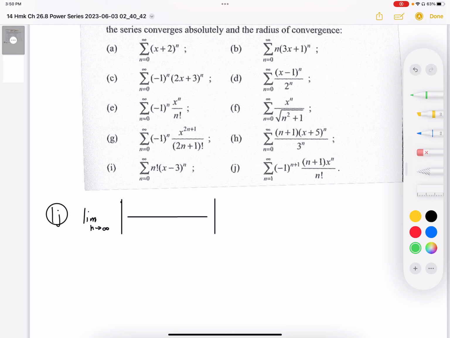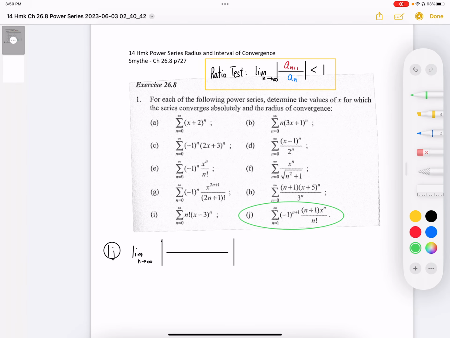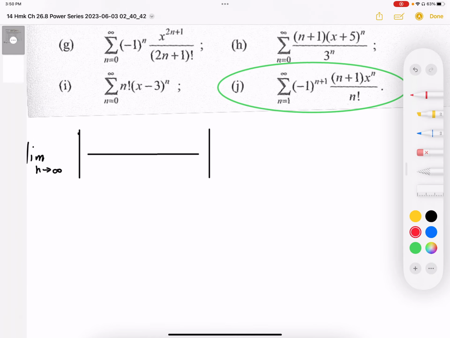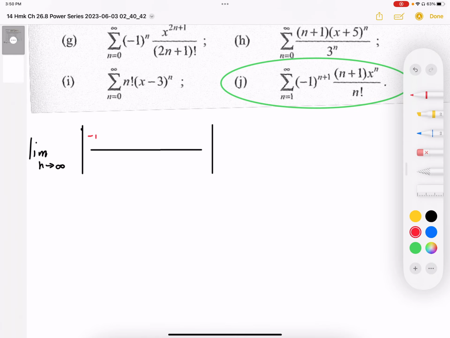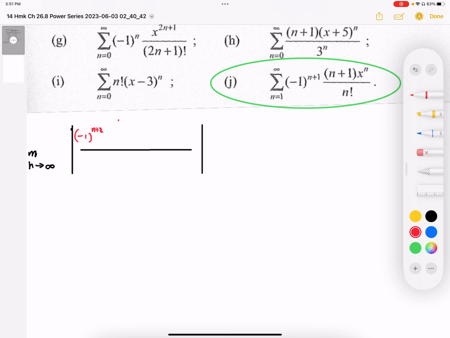Question 1J, we're going to test this with our ratio test. So again, we're going to put a_{n+1} over a_n and then check the limit of that. So in the numerator, we end up with (-1)^(n+2), and we end up with (n+1)+2, which is n+3, times x^(n+1).